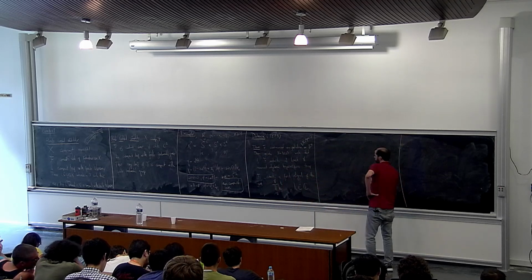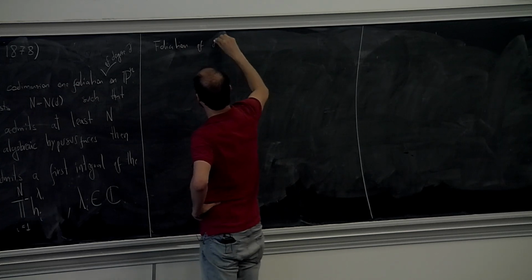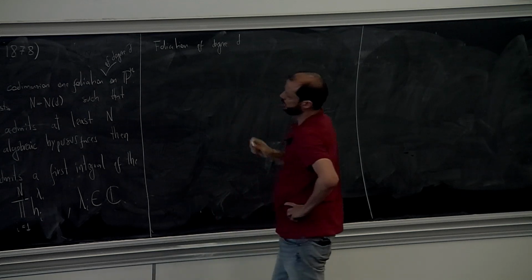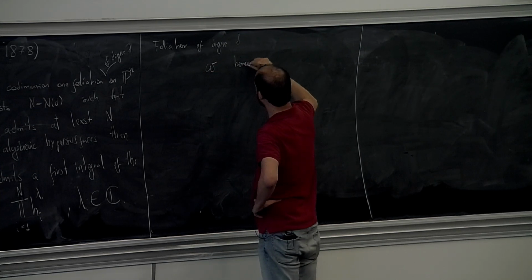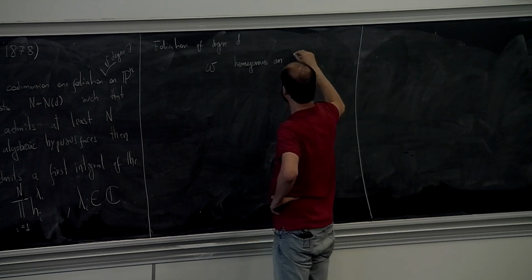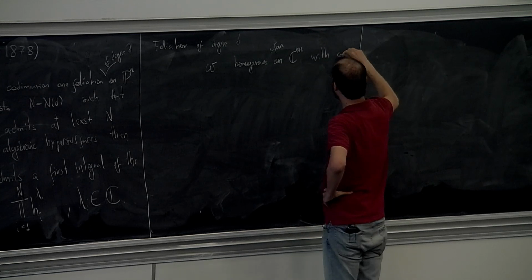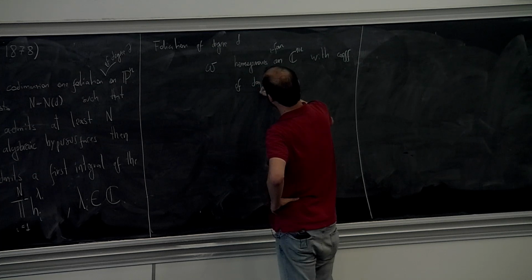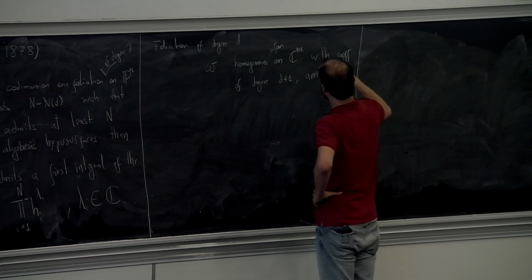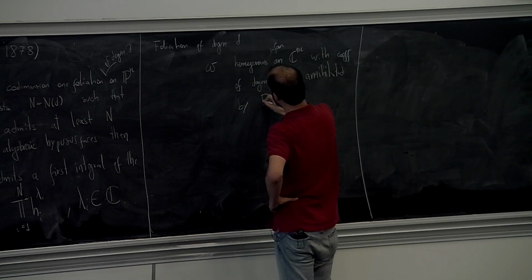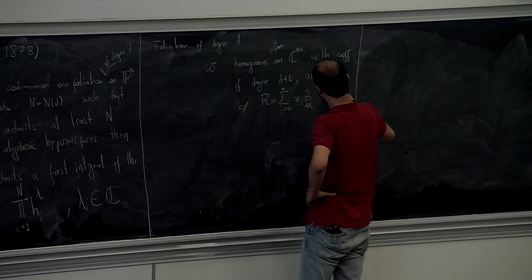So let me try to explain first the terms of the theorem. A foliation of degree d is just a gadget defined by a one-form omega, homogeneous on C^(n+1), a homogeneous one-form with coefficients of degree d plus 1, annihilated by the Euler vector field and integrable.